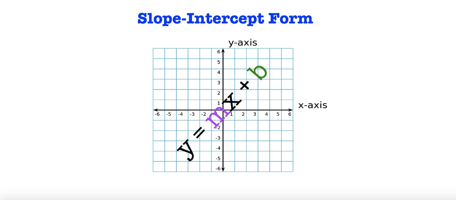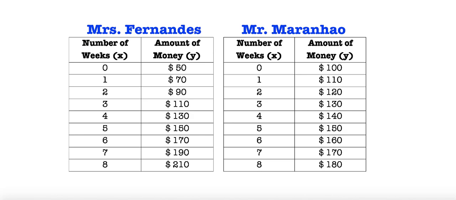Hello, mathematicians. Today we're going to be learning about slope-intercept form, and more specifically, positive slopes. If you recall from our savings video, I had $50 already saved up, and every week after that, I added $20 to my savings. And Mr. Morano started off with $100, and every week after that, he added $10 to his savings.